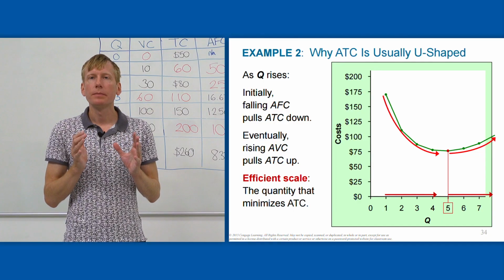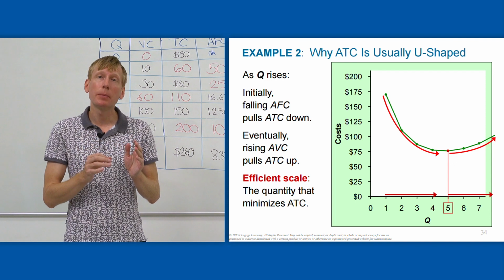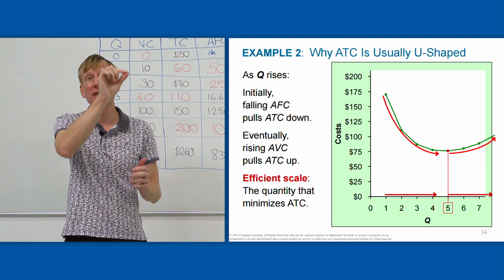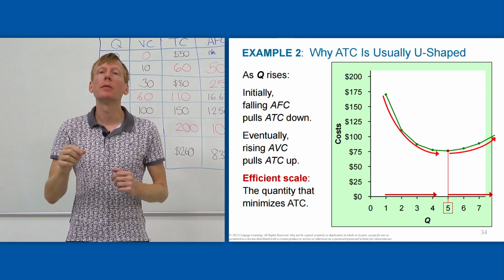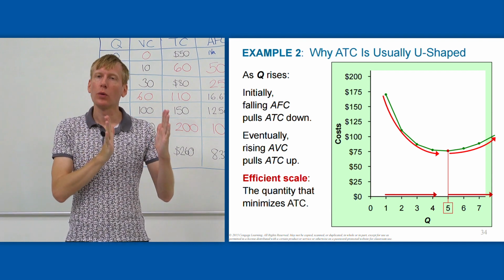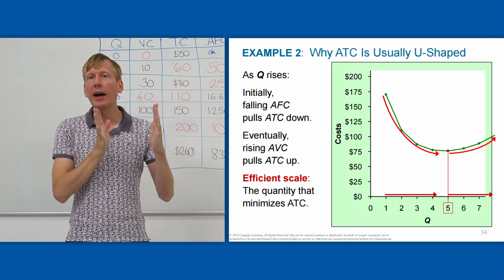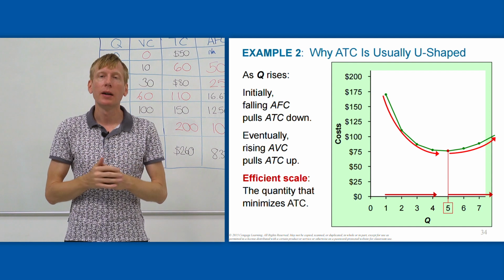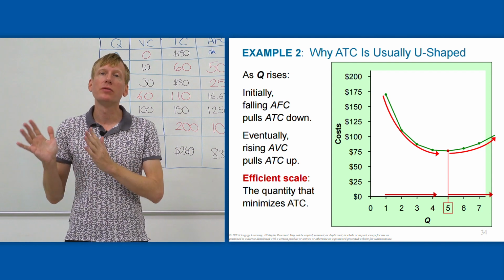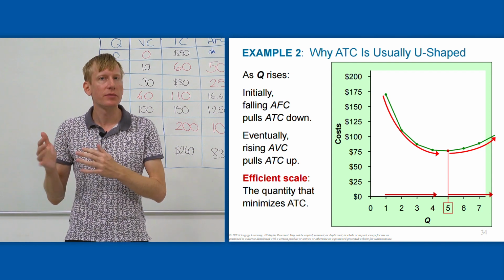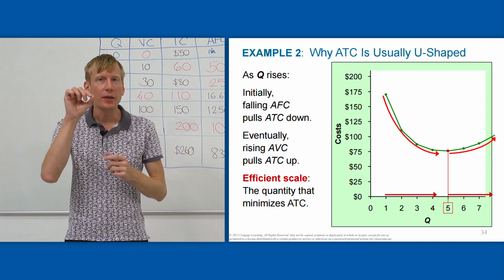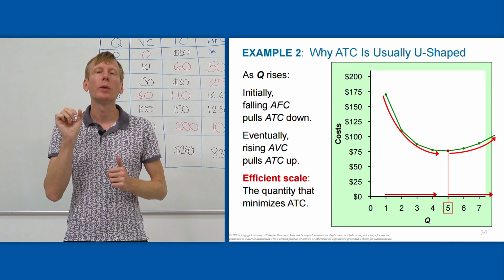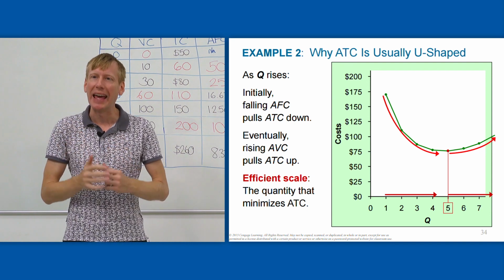So we've established that average total cost typically is U-shaped. It's U-shaped because it initially slopes downward, reaches a minimum, and then begins to slope upward. For one portion of that curve, average fixed cost dominates. Average fixed cost slopes down. For the other portion of that curve, average variable cost dominates, and average variable cost likely slopes up. And there's that one minimum point, and the minimum point has a special name. We call it the efficient scale.